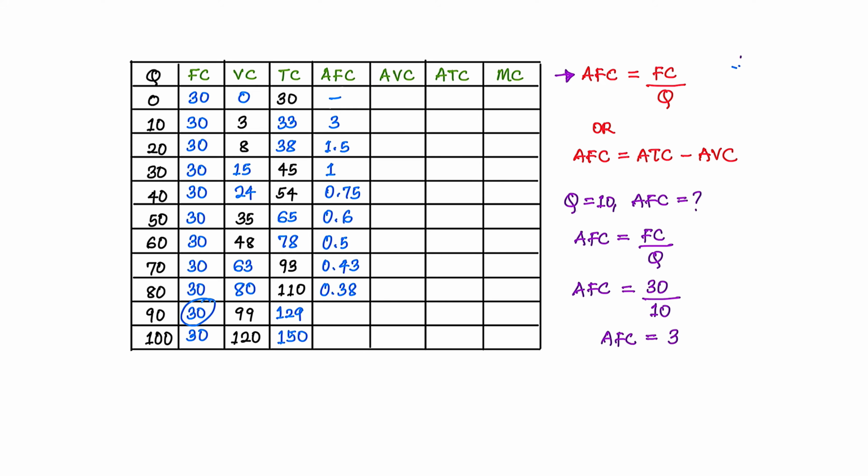Next, 30 divided by 90 gives us a value of 0.33. And lastly, 30 divided by 100 will give us a value of 0.3. And this is how we process the calculation of the average fixed cost column.